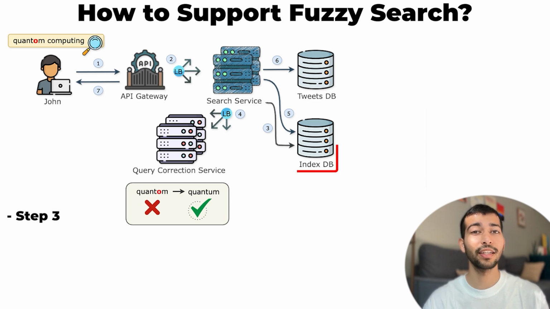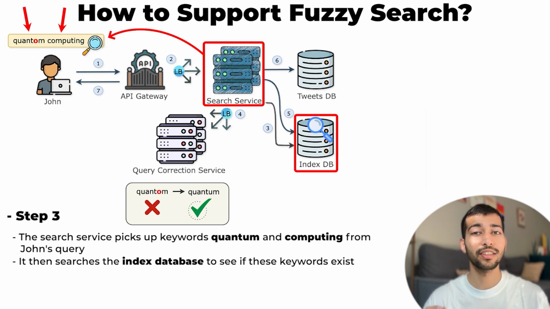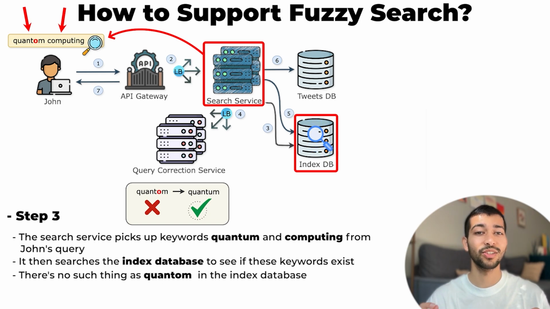Third step, checking the index database. Here's where things start to differ. The search service picks up the keywords quantom and computing from John's query. It then searches the index database to see if these keywords exist. There's no such thing as quantom in the index database.